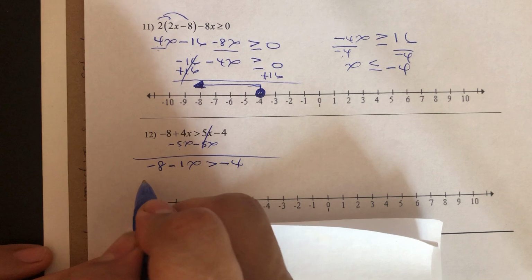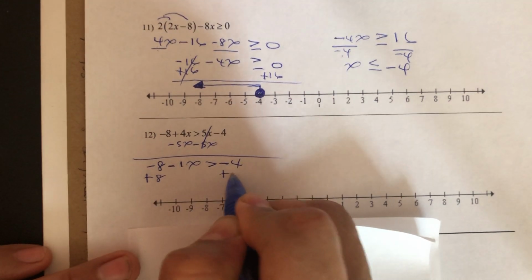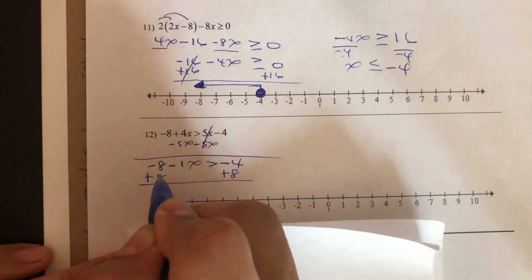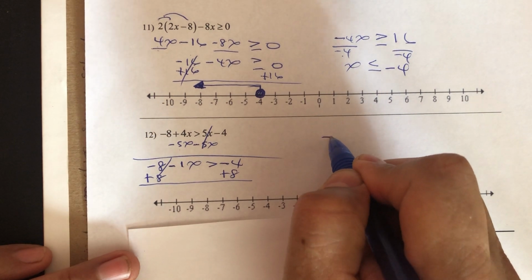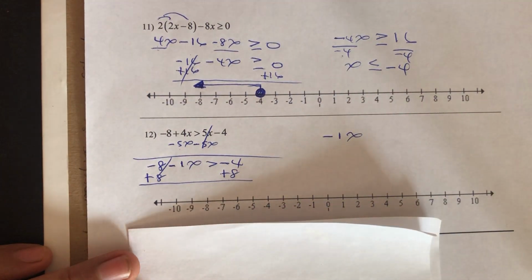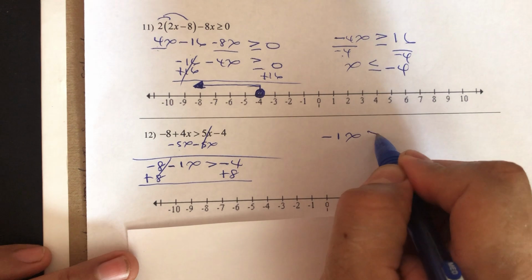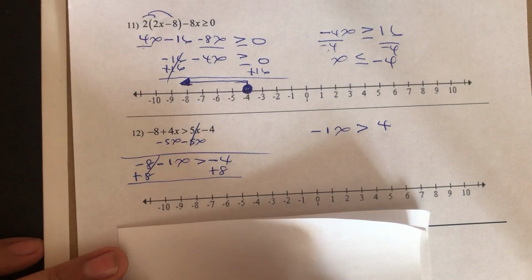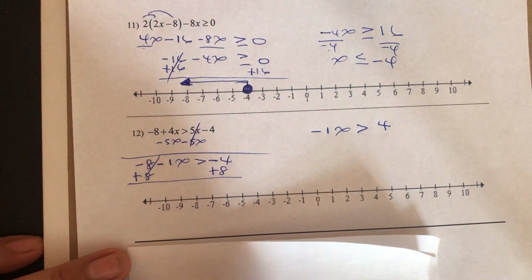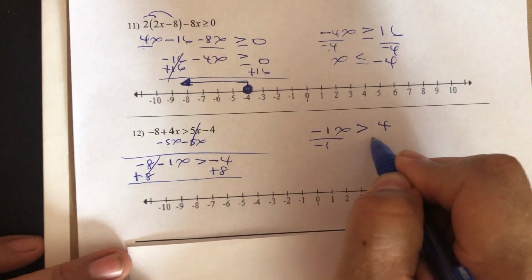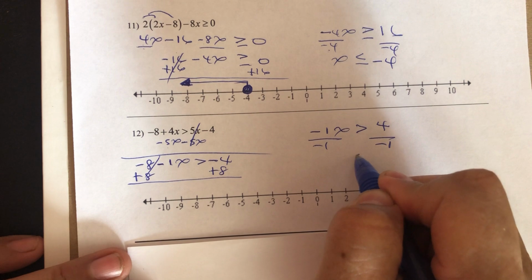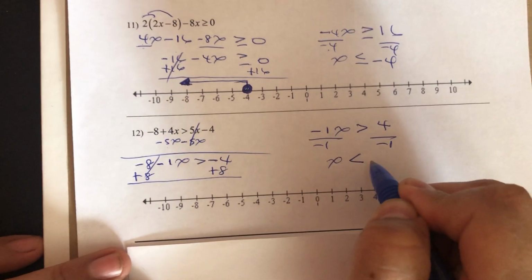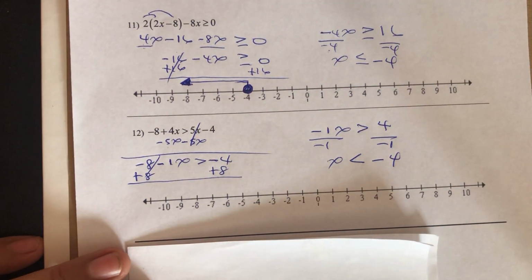So, two-step equation: plus 8, plus 8. Okay, let me continue here. So I will have left negative 1x is greater than positive 4. Okay? And because I can't have negative variables, we divide by negative 1. And because I divide by a negative, the symbol is going to change direction. So now x is less than negative 4.